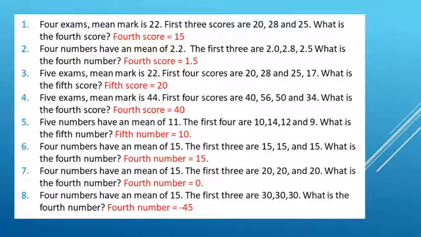So this time there's 5 exams, so 5 marks. The mean's the same. Because we've got an extra number, our total should have also increased by 22. And you'll remember that from yesterday's lesson. If we add in an extra number that's the same as the mean, the mean stays the same. So we should have an extra 22 in our total.